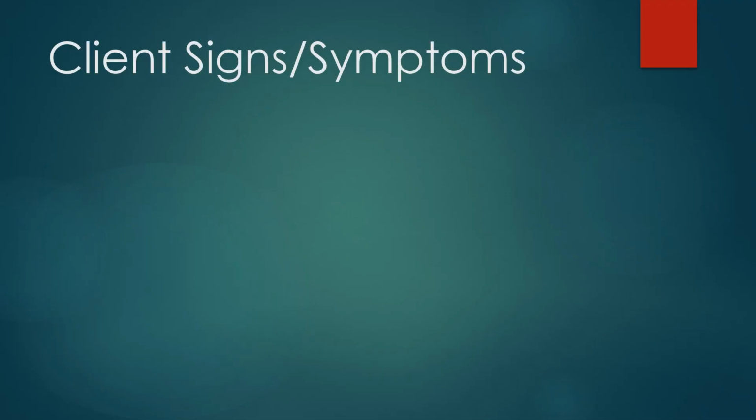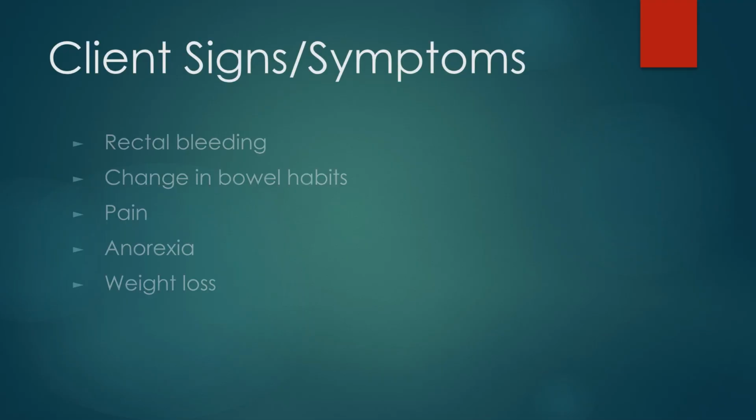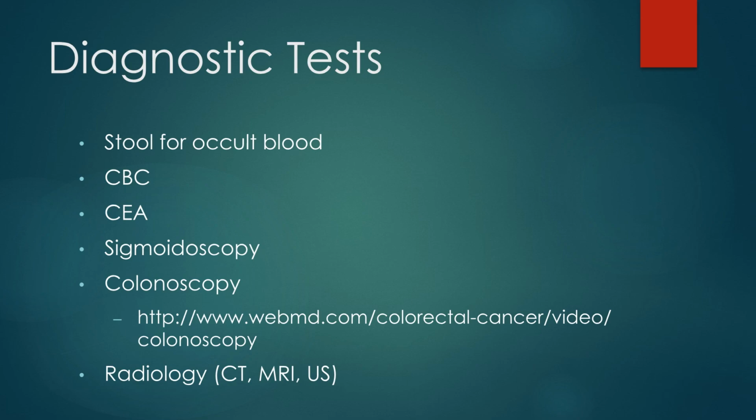Signs and symptoms of colorectal cancer in a client may include rectal bleeding, a change in bowel habits, pain, anorexia, and weight loss. Diagnostic tests for colorectal cancer include stool for occult blood, complete blood count, and CEA, which is the carcinoembryonic antigen. Procedures like sigmoidoscopy, colonoscopy, and different types of radiology are also used.